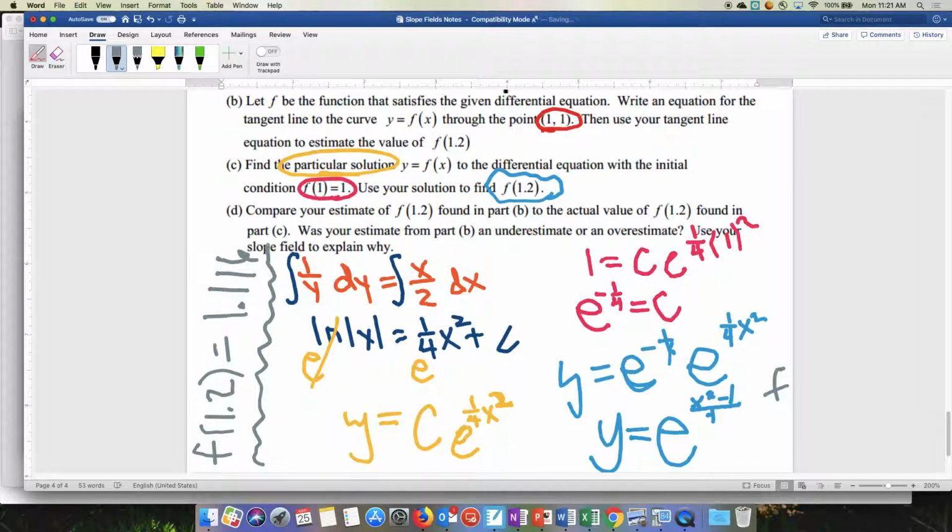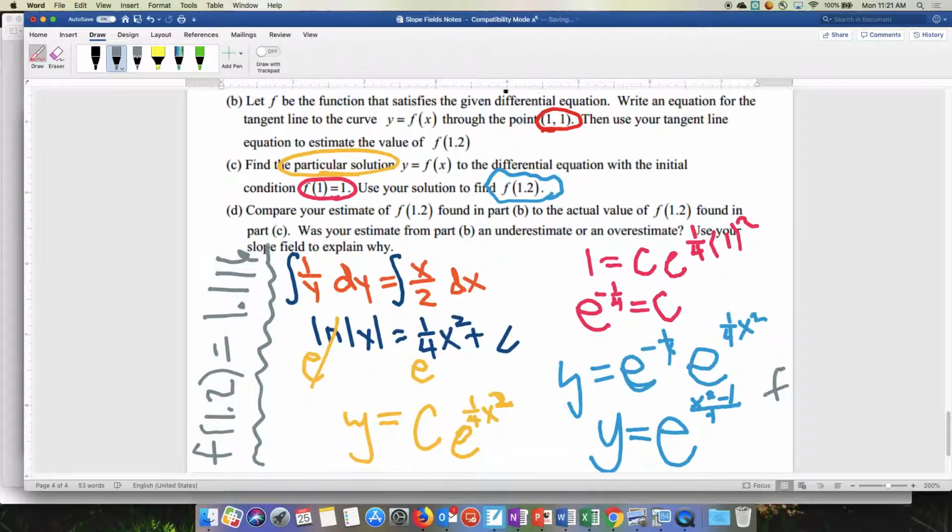It is an underestimate. How do we know that with the calculus that we have? The slope field shows that the graph is concave up at 1, 1, which means the tangent line that we created sits where? Below. Okay? So our tangent line sits below our curve, which means the tangent line estimate was an underestimate. And that's what you would need to write up for part B.